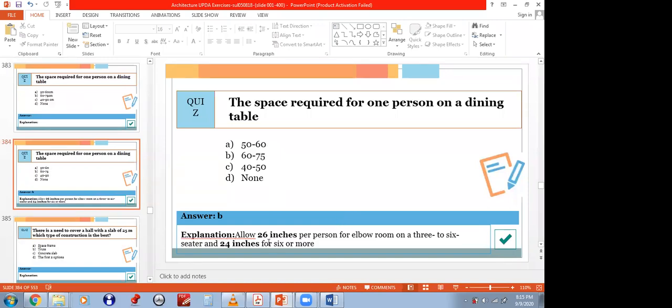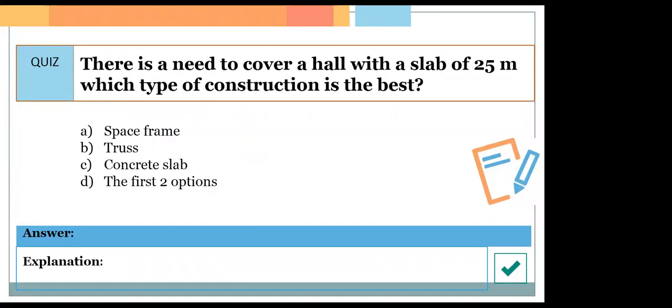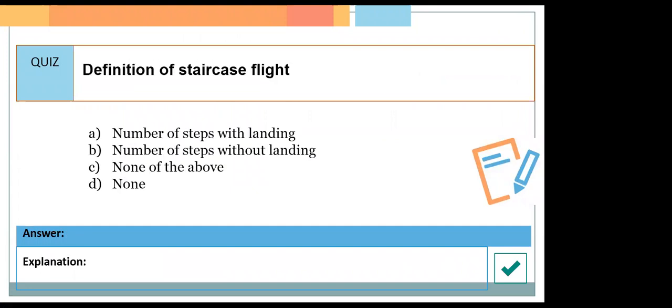So what I was telling you was that allow 26 inches per person on a 3 to 6 seater and 24 inches for 6 or more. Now you understood? Yeah. We'll come to these questions later.